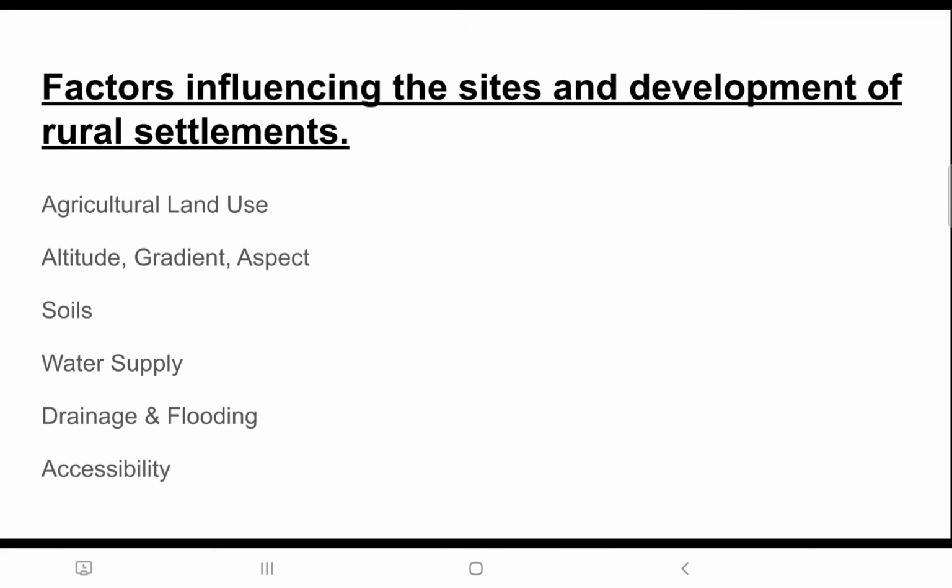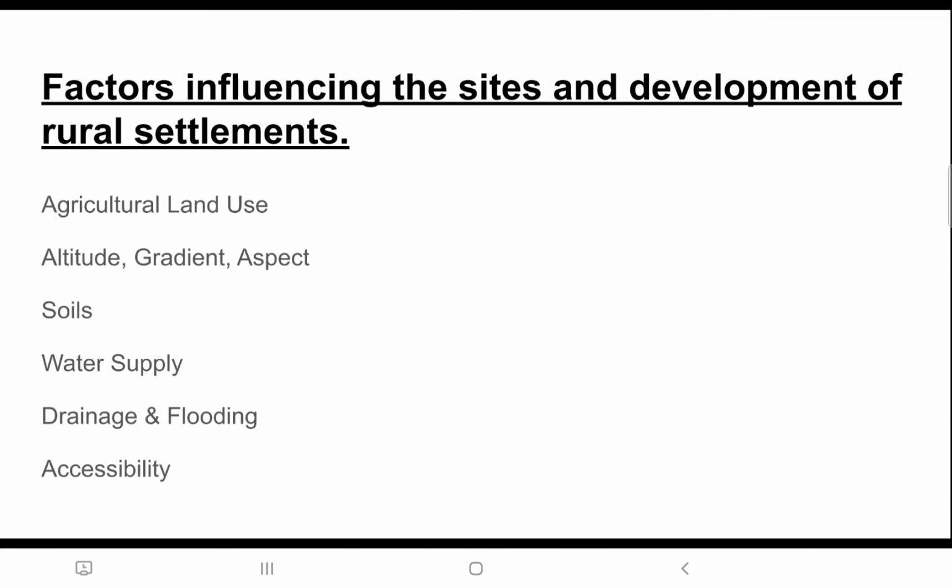Gradient is an important factor for the site of settlements. Gentle slopes have the advantage that they are well drained, easy to cultivate, and easy to build on. In the past, steep slopes have often provided sites because they were easier to defend against enemies. So there are some rural settlements which are on steep slopes.